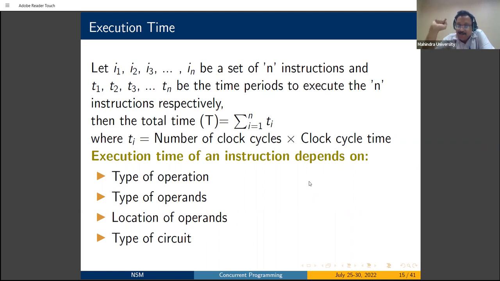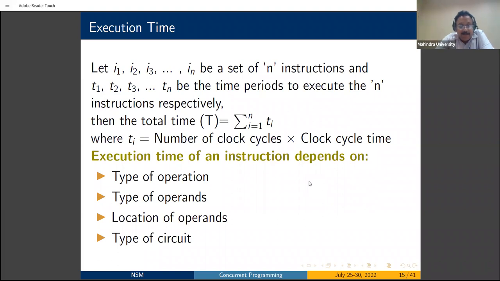At the same time, execution of an instruction depends upon the type of the operands. Are we working with integer operands or real operands? Execution time also depends upon the location of operands. For that I showed an example, the cache program. In that one, with sequential access, we can access all those elements in less amount of time. When we use random access, it takes more time.